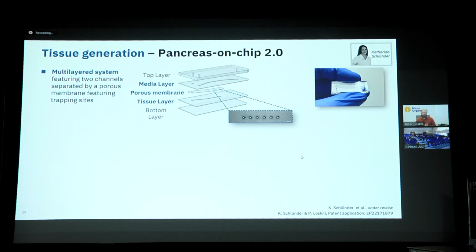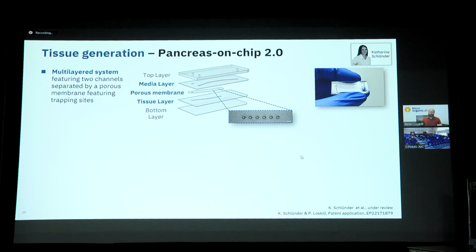And it looks like that. So we have a multi-layer system. We're in the top channel, we have a media channel, which we can perfuse. Then we have the bottom layer, we have a tissue chamber, which is a dead-end channel. And then in between, we have a porous membrane, which has traps which we cut into the membrane.